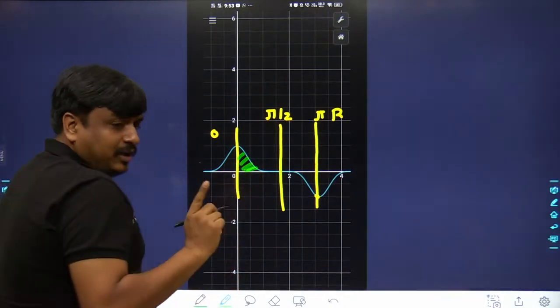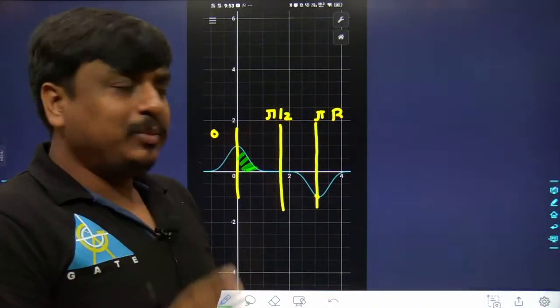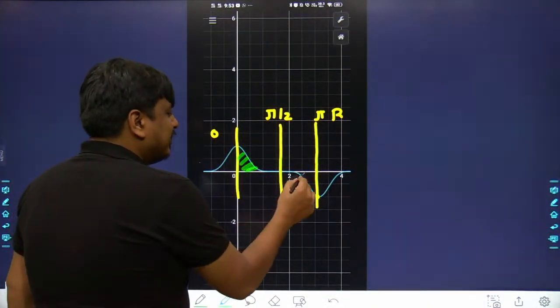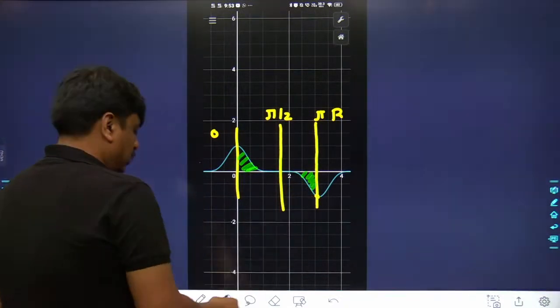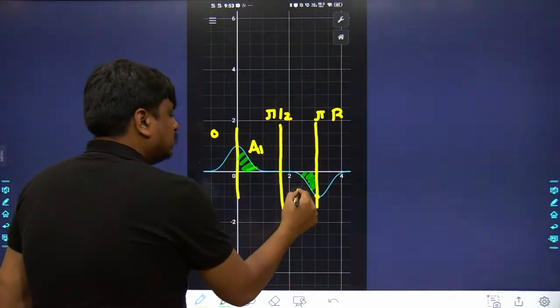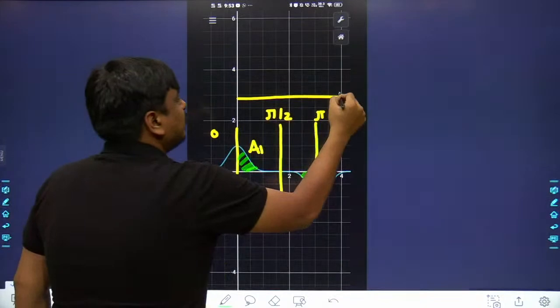Nishant, Pranali, as well as the 3 students who have been following me, they had the doubt. This area, would it be treated as positive, and this area, would it be treated as negative, or positive? Both positive, both negative? Tell me. A1, would it be treated as positive? A2, would it be treated as negative? My dear friends, the integration has been taking place from 0 to pi.